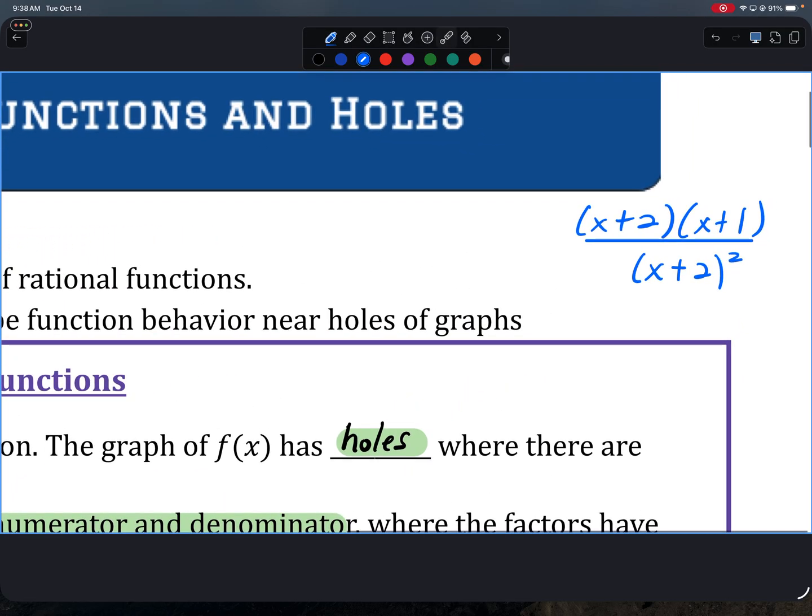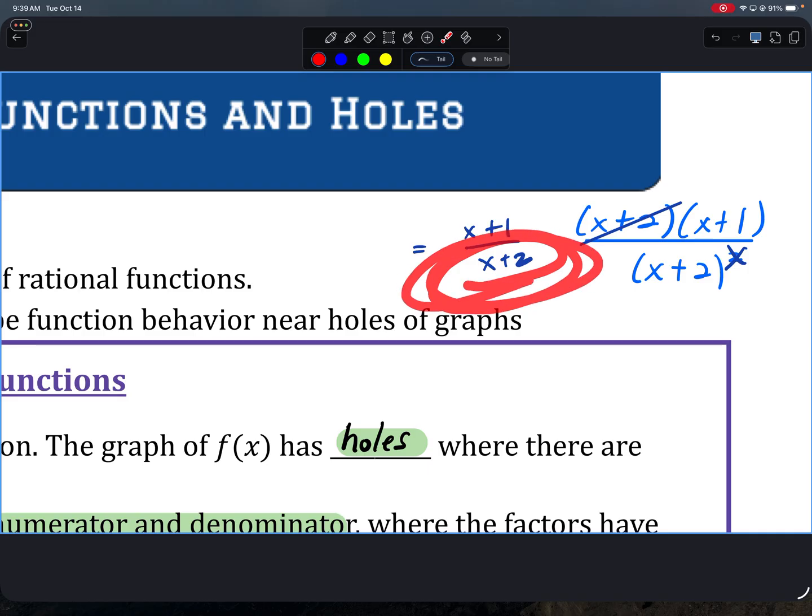So do you see how there's a common factor of x plus 2 on top and bottom? Do you agree that means that I could cancel this and cancel one of these, right? So then I'm left with x plus 1 over x plus 2. So normally we would say that there's a hole, right? But I still have an x plus 2 on the bottom, which means what about the graph? There's a vertical asymptote. You can't have a vertical asymptote and a hole at the same time at the same number, okay?